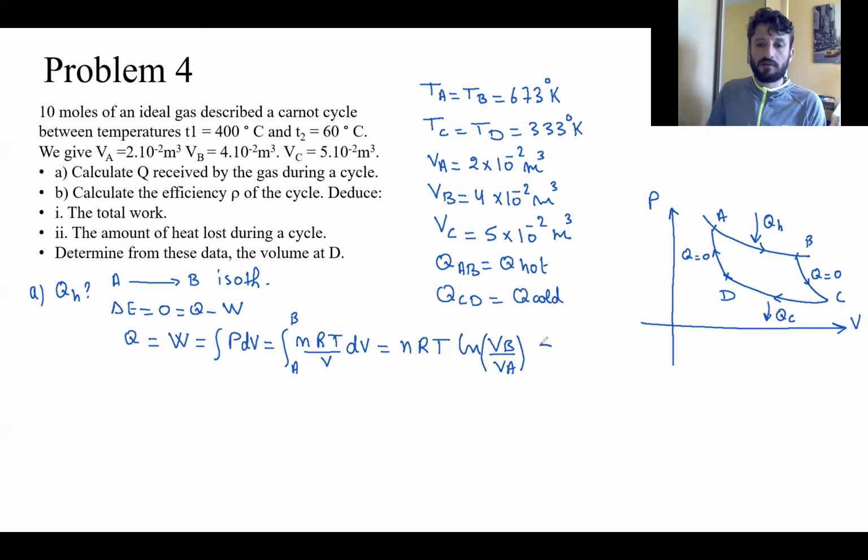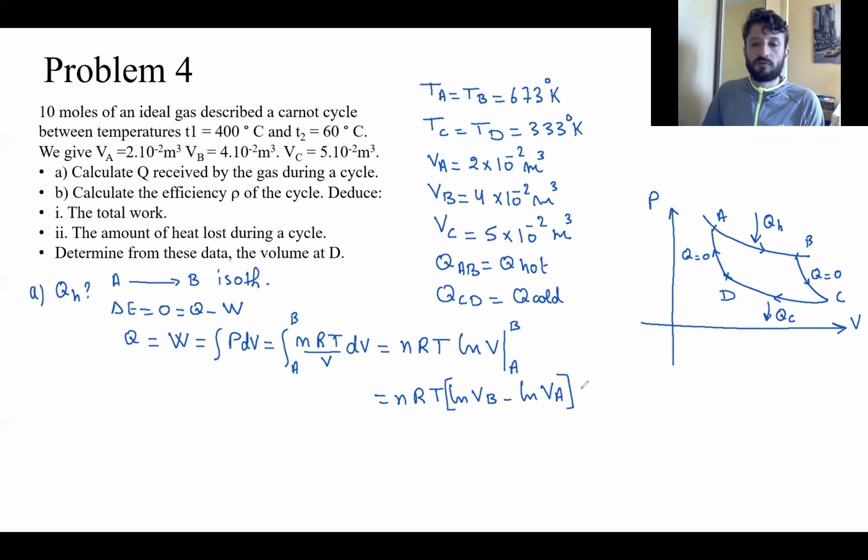This one is ln VB minus ln VA. If you want, we can write it directly: between A and B, omega equals nRT ln VB minus ln VA, which equals nRT ln VB divided by VA. When we go from A to B, we increase the volume. The volume increases, so in this case omega must be positive, and Q hot must also be positive. As VB is greater than VA, ln VB divided by VA is positive.